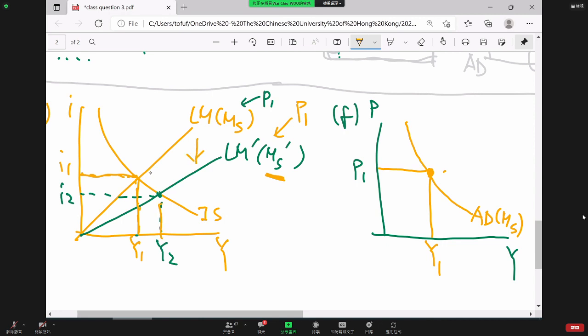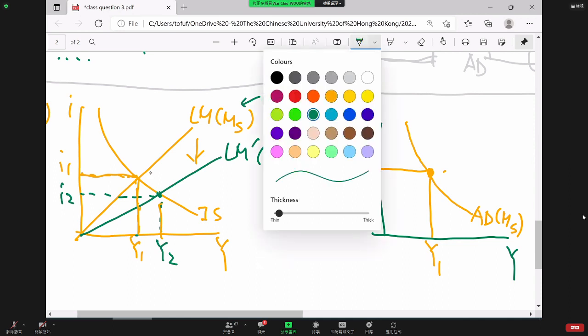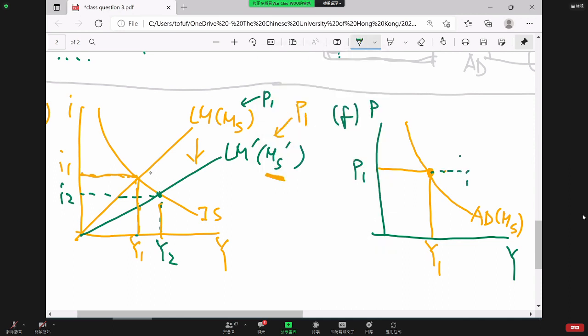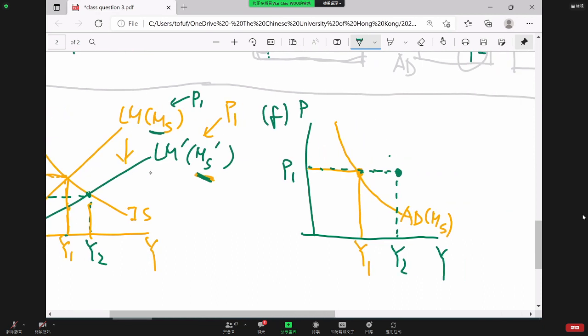And you have another output level to be generated, even though it is the same price level, because the whole change is triggered by money supply increase, not by price to change. So the same price level, higher output, and supposedly you will have another AD curve to pass through it. So for F, you will have the AD curve to move to the right.